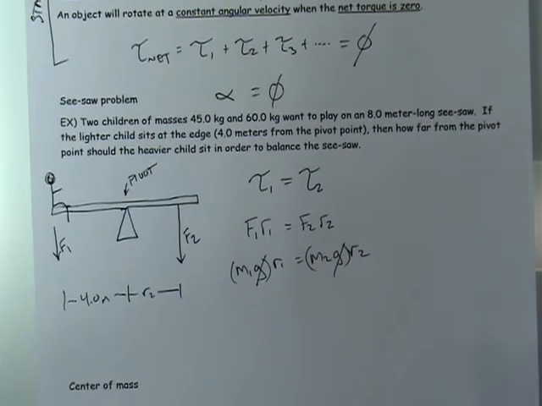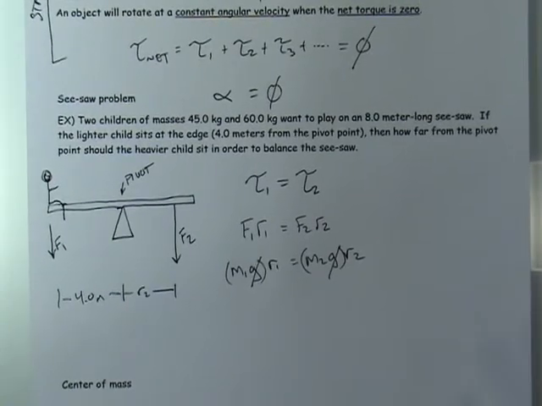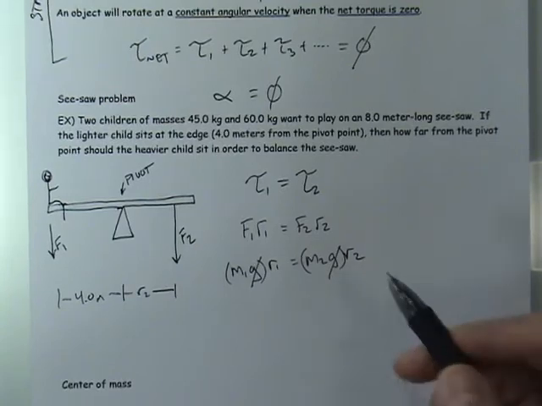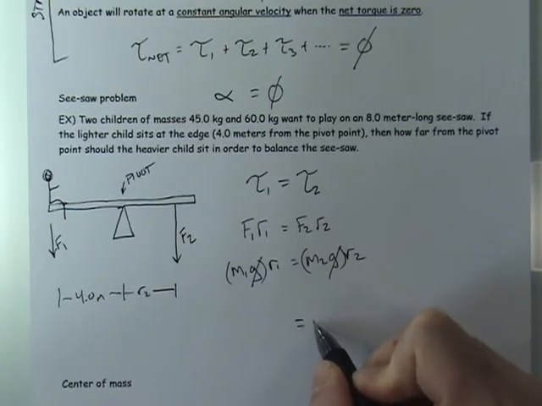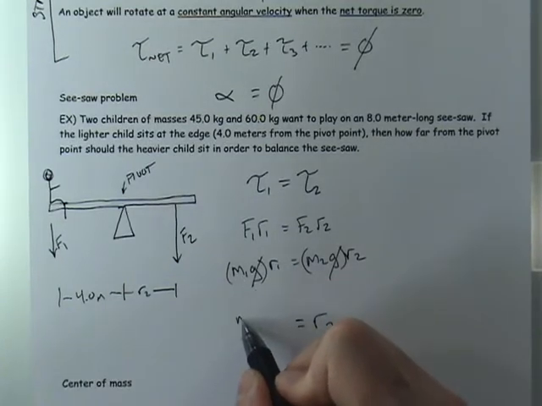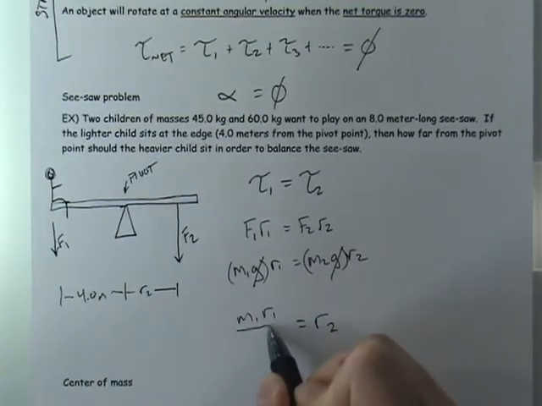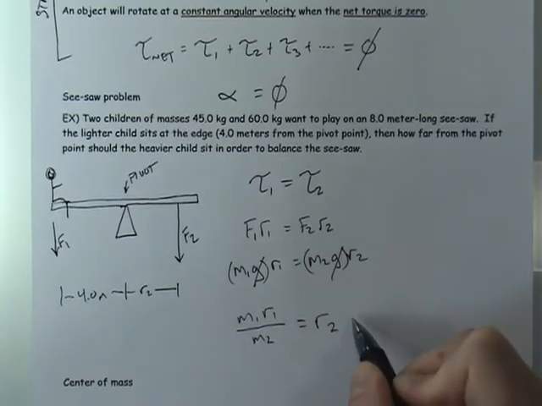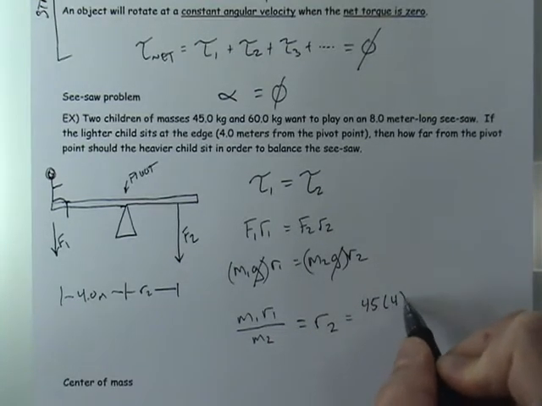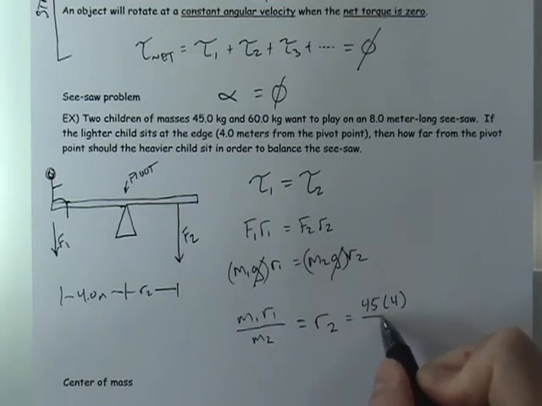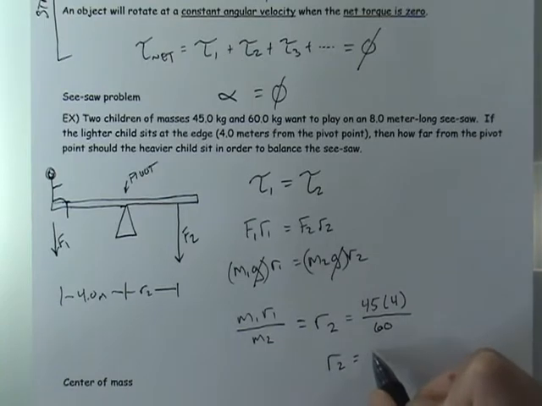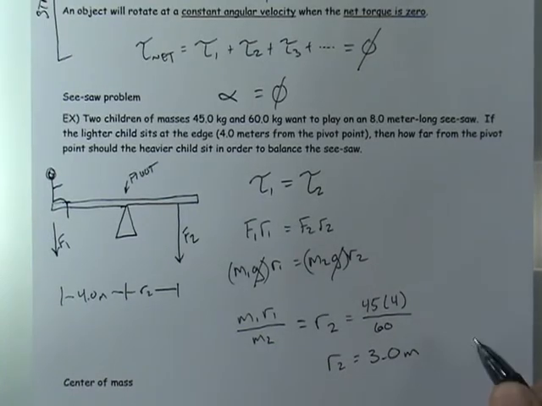Now you can plug it in. There's nothing wrong with plugging it in, but we don't need to have it. It's on both sides. I can divide the left side by gravity. I can divide the right side by gravity. And in the end, I will end up with the expression that R2 is simply equal to M1 times R1 divided by M2. So that would be, in this particular case, 45 times 4, divided by 60, so that we get an R2 equal to 3.0 meters.